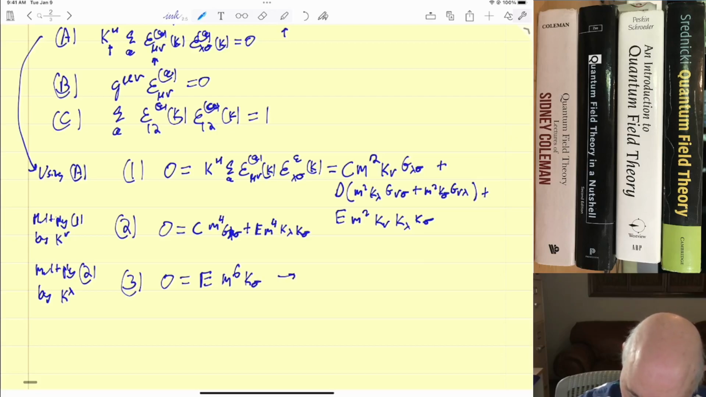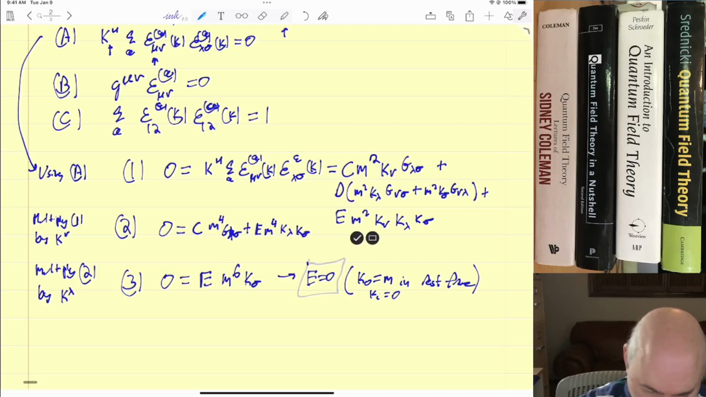Now this implies E equals 0 because we can work in a rest frame where k 0 equals m in the rest frame, and all the other k i equal 0, so that will just give us E m to the 6th times, if we take the 0 component, we'll get another m. So this just implies E equals 0. So we've gotten rid of one of the terms.